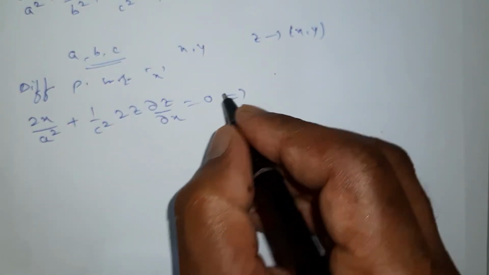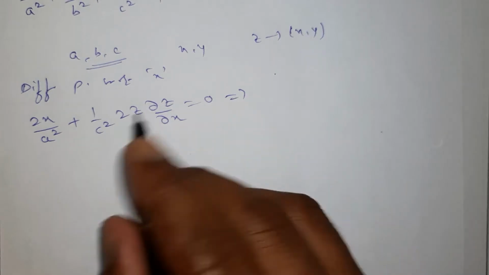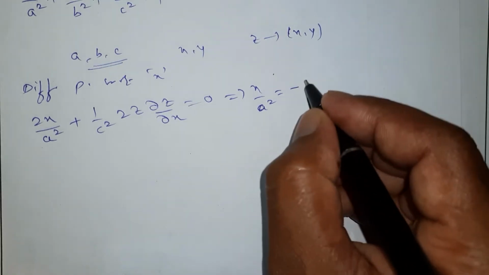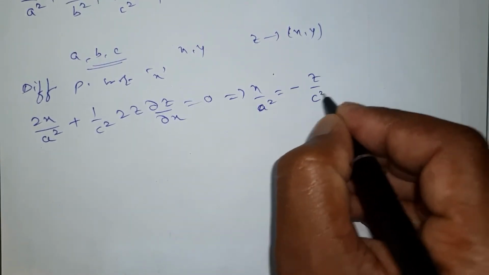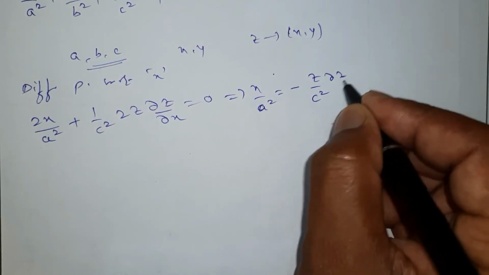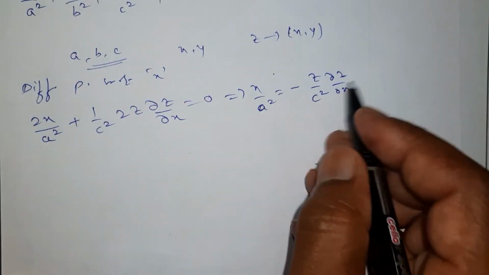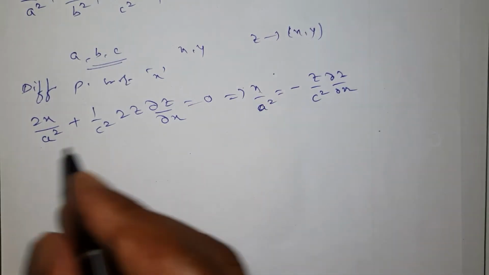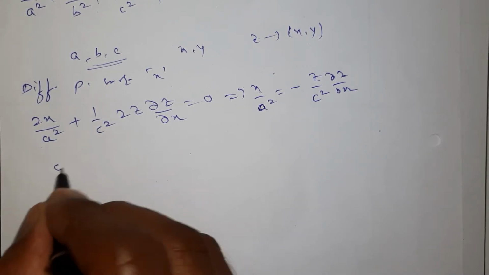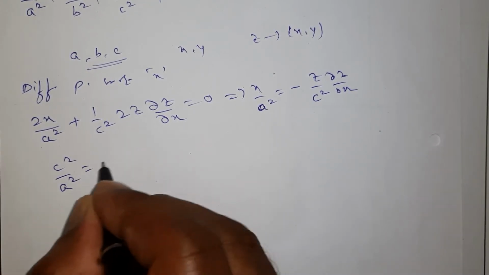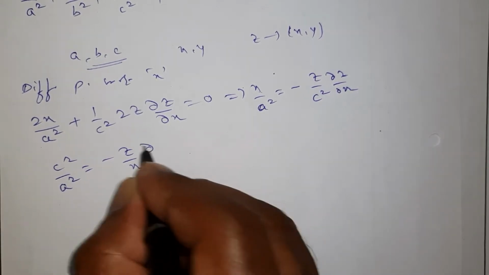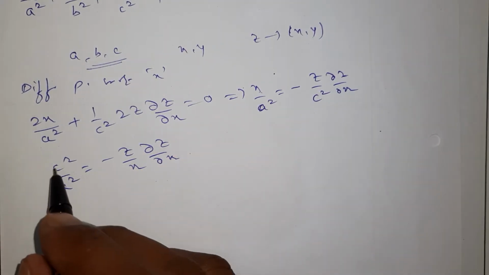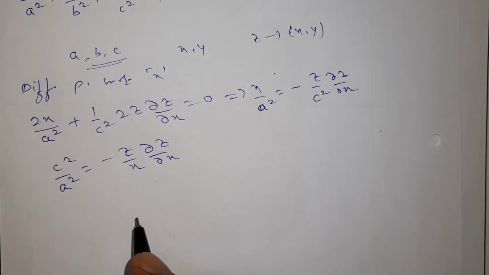This implies, take 2 common and cancel. I get x upon a square is equal to minus z upon c square dou z by dou x, to get cancelled, right? Now transfer this c square to the LHS and x to the RHS. So I get c square upon a square is equal to minus z upon x dou z by dou x. Clearly. Now to eliminate this c square upon a square, again differentiate with respect to x.